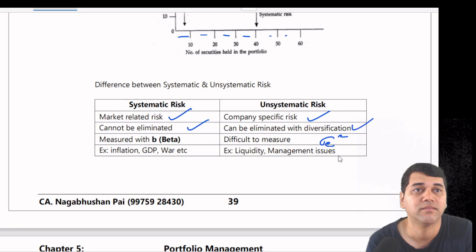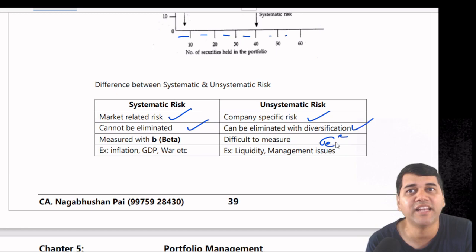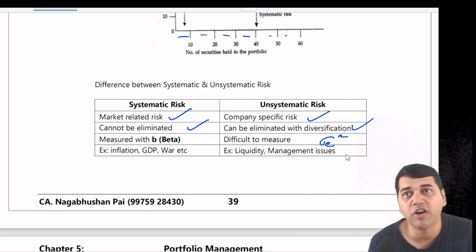This is the indicator. We will solve the problem. It's the error square. Random error, you can call it. Inflation, GDP, war, etc. are the causes of the systematic risk. Liquidity, management issues, fire in the factory, these are all the unsystematic risk.